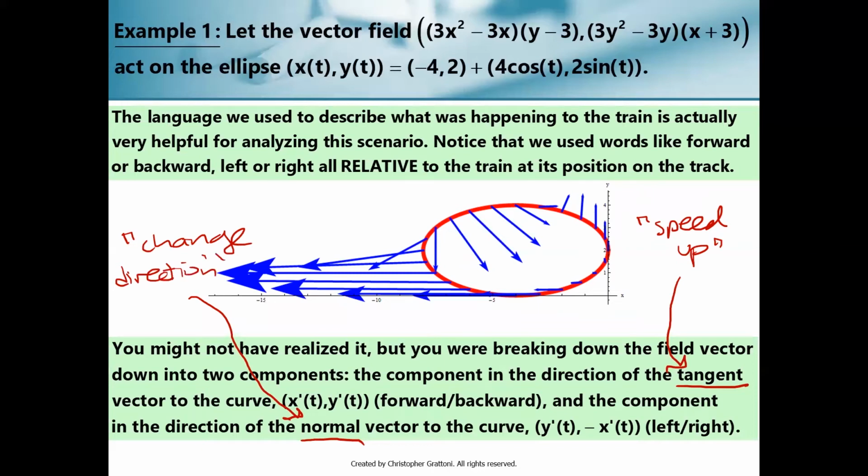So we kind of get two pieces of information out of every field vector. Is that field vector speeding us up or slowing us down? And is that field vector trying to change our direction? Maybe it's trying to push us into the middle of the track. Maybe it's trying to derail us off the track. But either way, we could try to figure out how our field vector is attempting to change our direction, essentially.